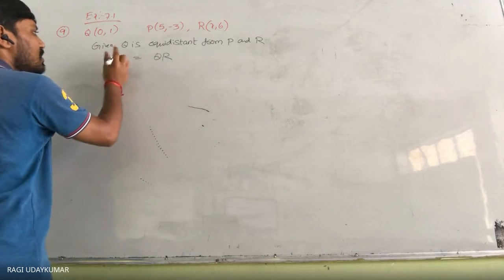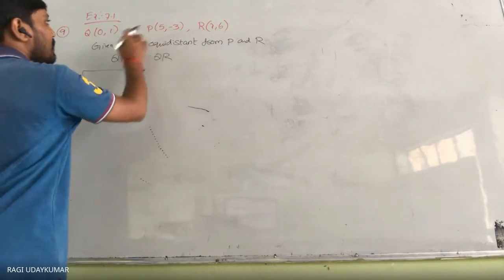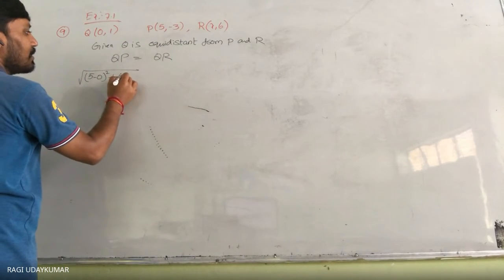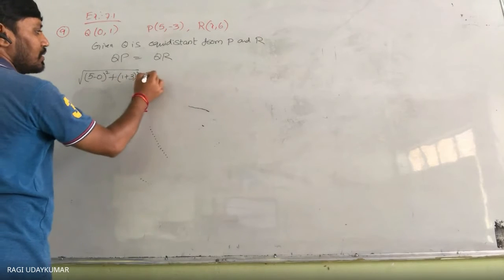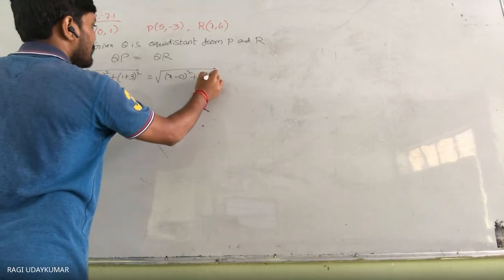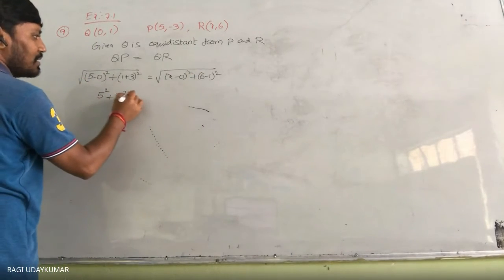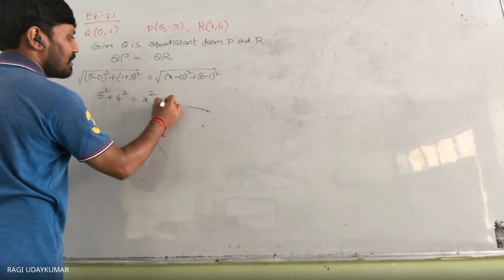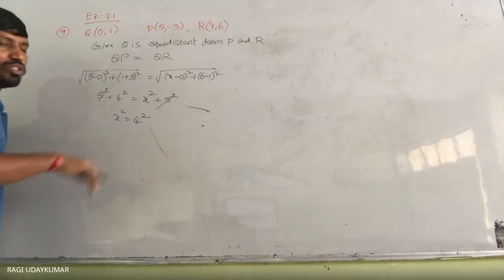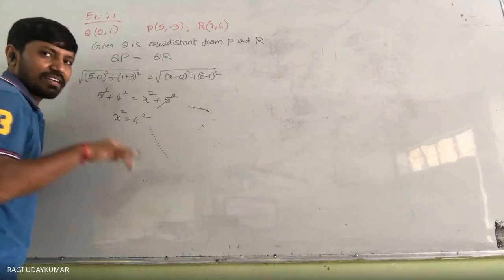Or QP is equal to QR, if you are getting confused. So under root of QP, the distance between these two: 5 minus 0 whole square plus 1 plus 3 whole square is equal to under root of x minus 0 whole square plus 6 minus 1 whole square. So this is 5 square plus 4 square is equal to x square plus 5 square. So 5 square will cancel, x square equals 4 square, and most of the students will write x square equal to 4 square is nothing but x equal to 4.